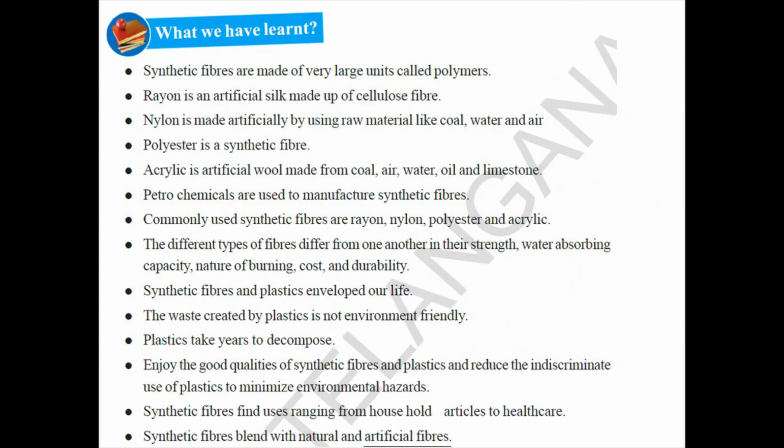Now let us recall the concepts that we have learned. Synthetic fibers are made up of very large units called polymers. Rayon is an artificial silk made up of cellulose fiber. Nylon is made artificially by using raw materials like coal, water and air. Polyester is a synthetic fiber. Acrylic is artificial wool made from coal, air, water, oil and limestone.